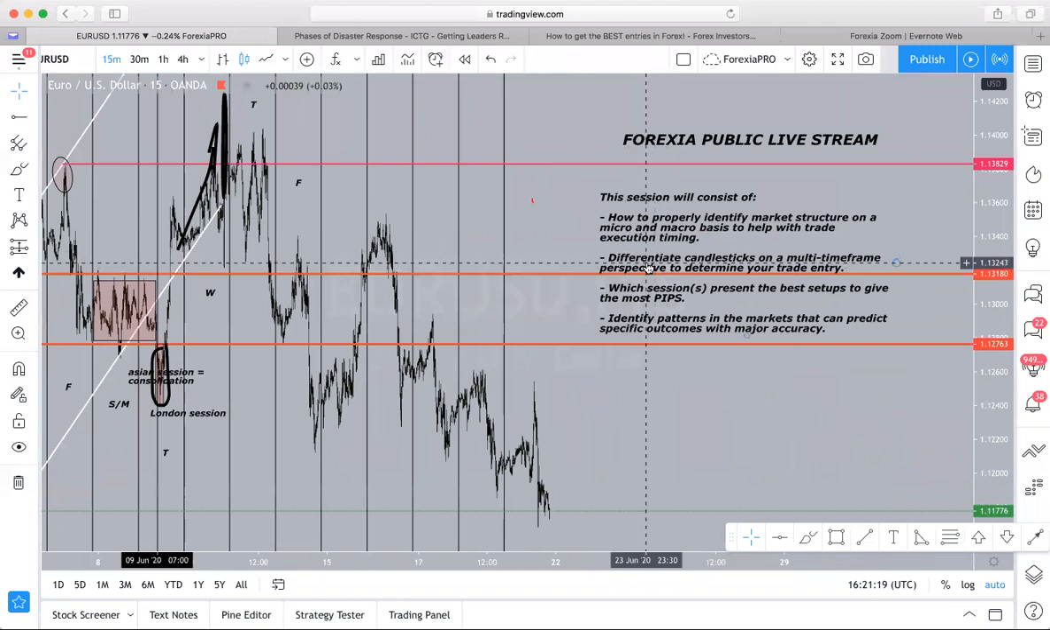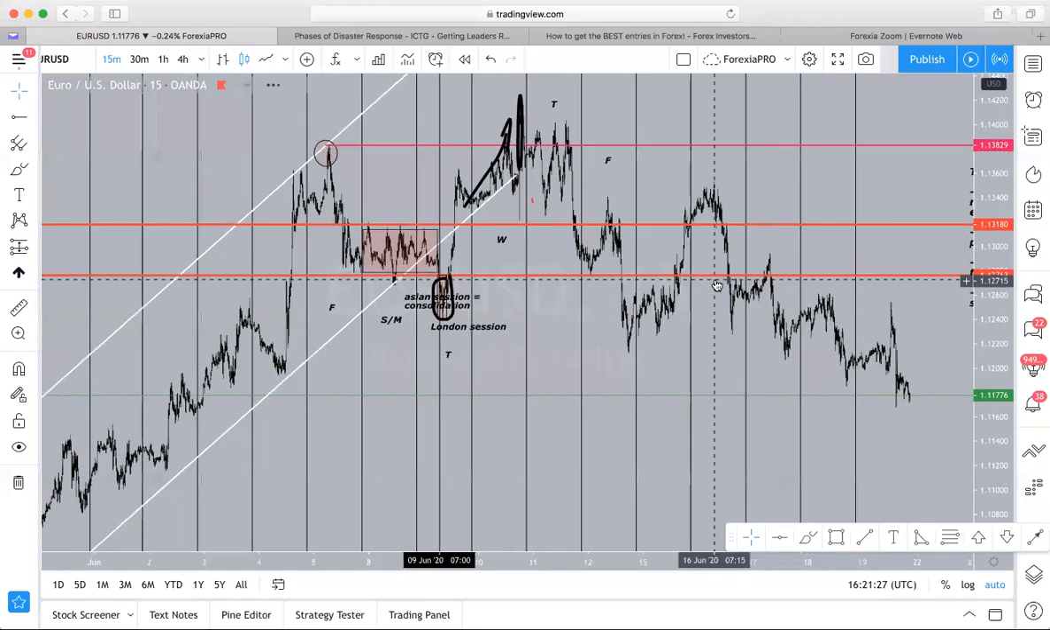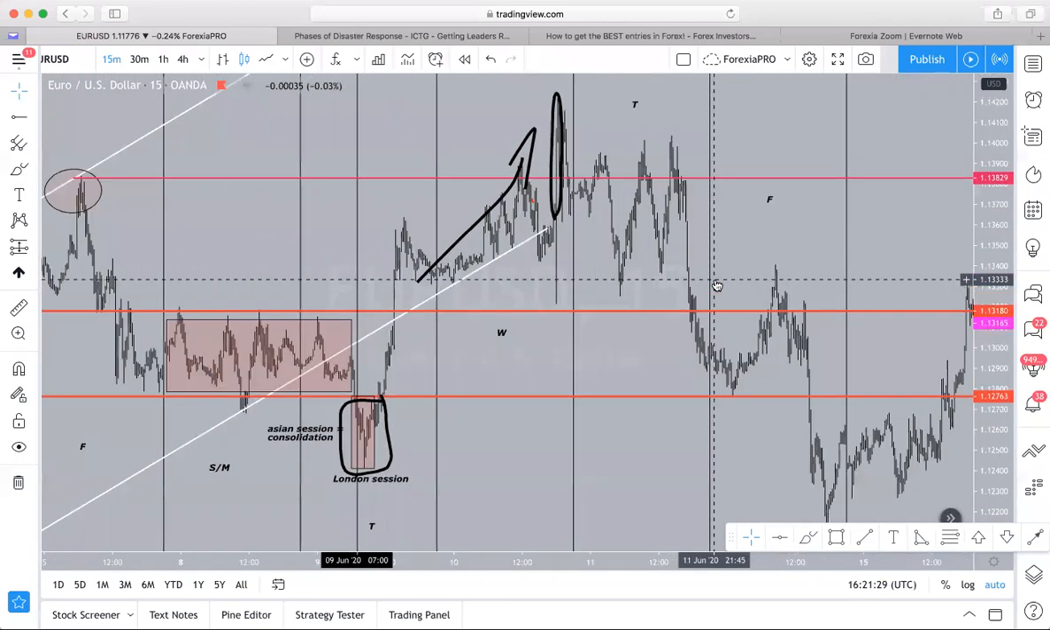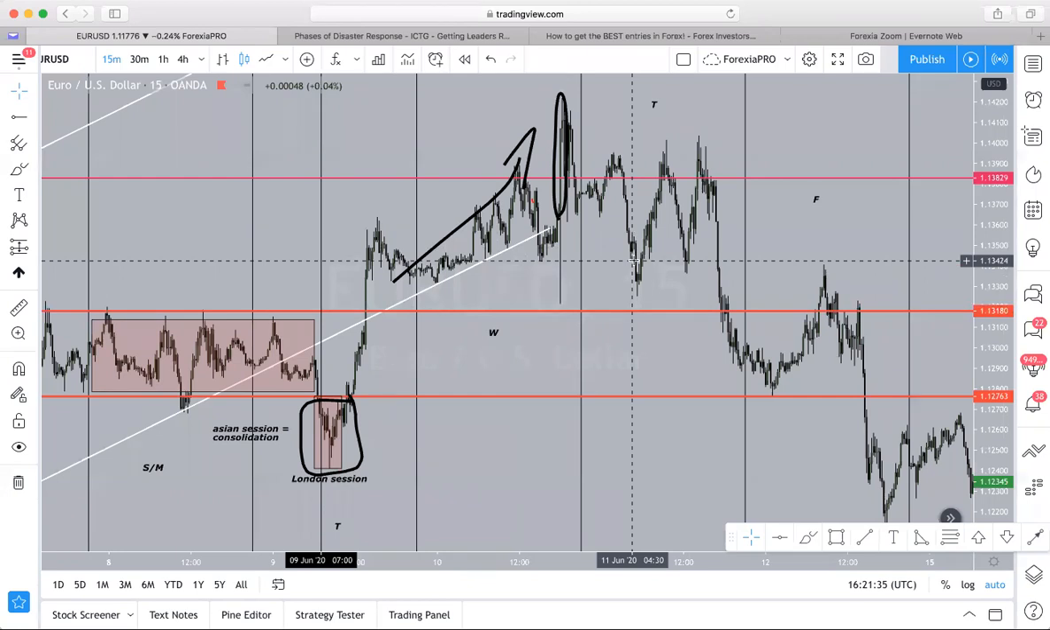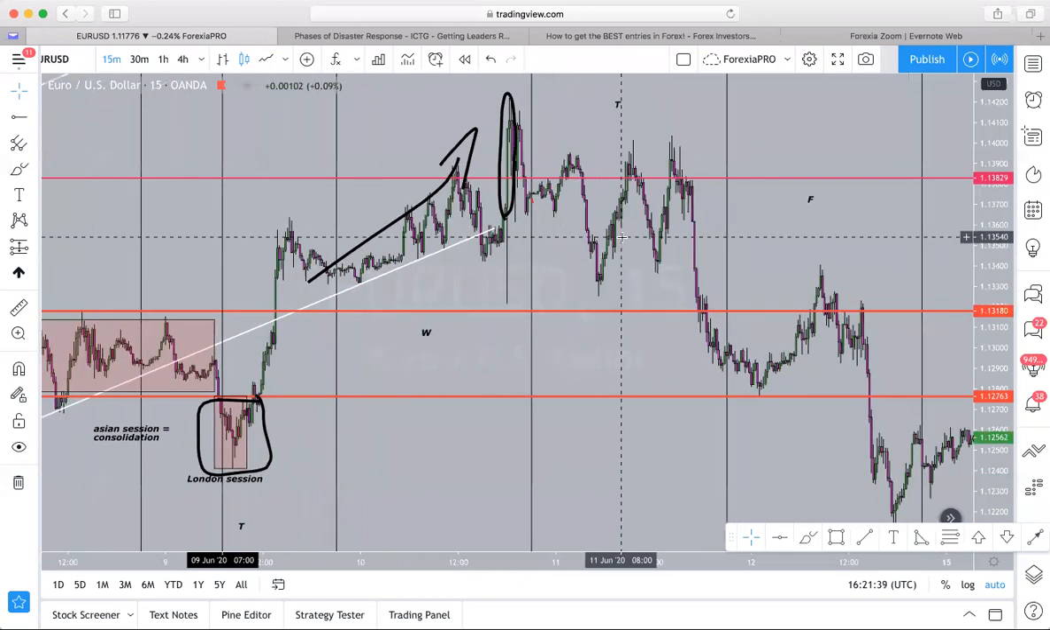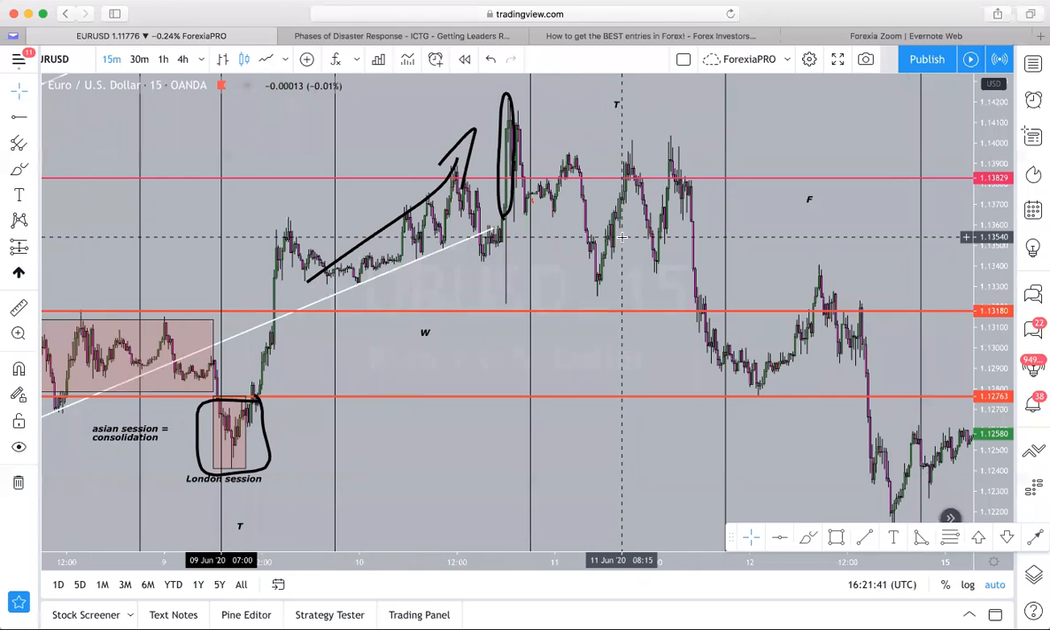All right, differentiate candlesticks on a multi-time frame perspective to determine your trade entry. Where would we get into this trade? Obviously, we're looking at the different characteristics. Wednesday, Thursday. We know that Wednesday, Thursday is the midweek reversal type setup.